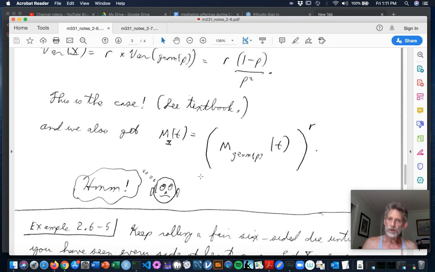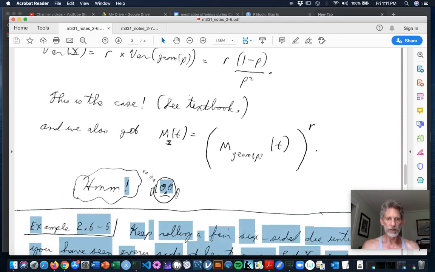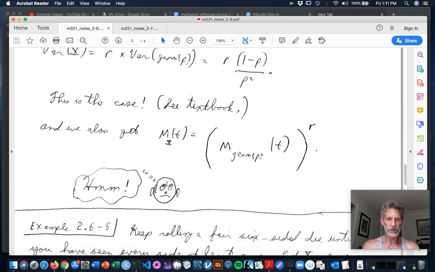And lo and behold, it turns out to be the moment generating function for a geometric raised to the rth power, the number of successes you're waiting for. Just like with a binomial random variable, its MGF was the MGF for Bernoulli raised to the nth power, the number of trials. So something's obviously going on there, some general fact we're seeing instances of, and we'll have to dig into that eventually. So here's a little cartoon of me thinking about digging into that eventually.